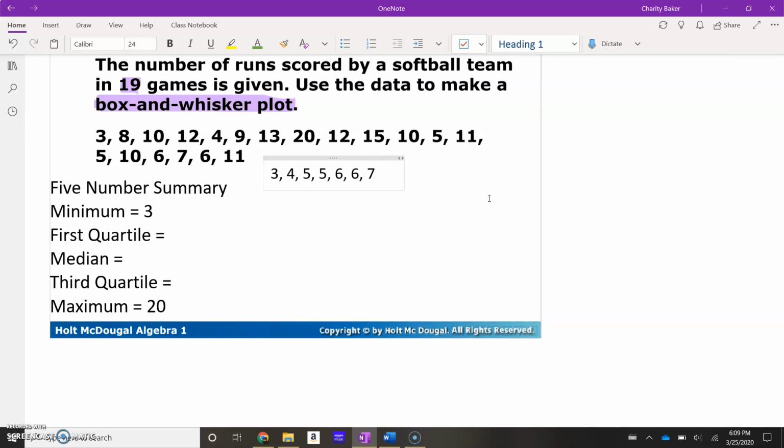7s. 1 7. I don't see any more 7s. 8. There's an 8. 1 8. 9. I see 1 9. Is there another 9 anywhere? Nope. 10s. I've been seeing a lot of 10s. 1 10, 2 10s, 3 10s.